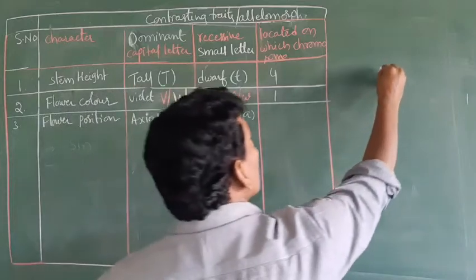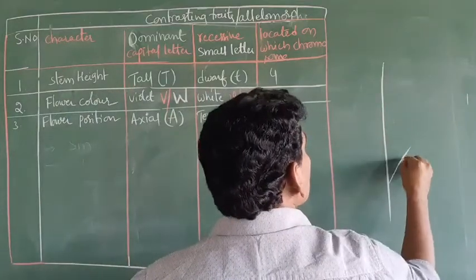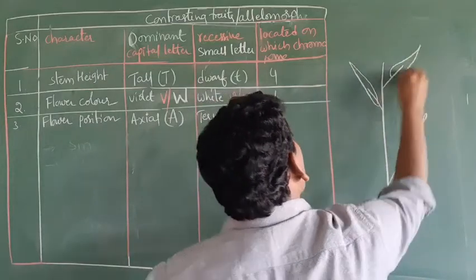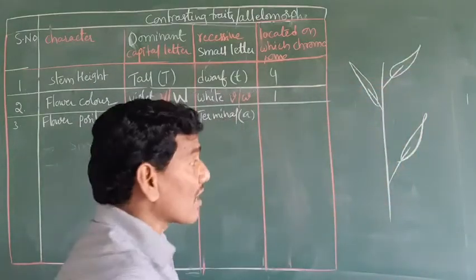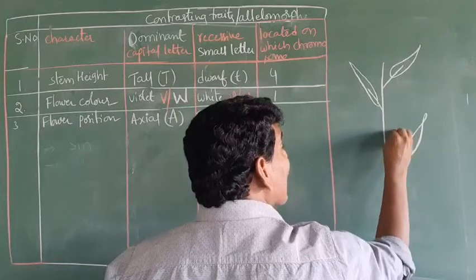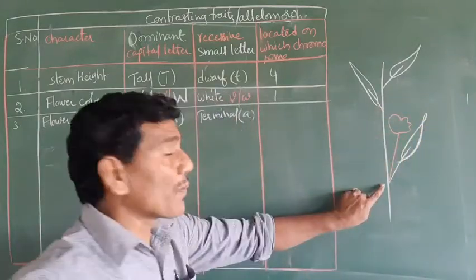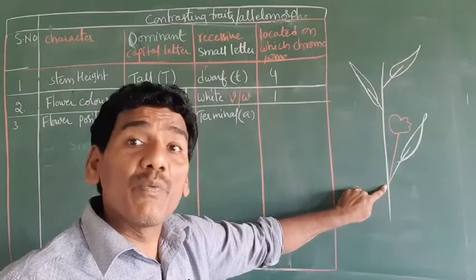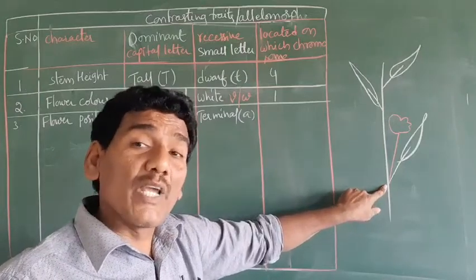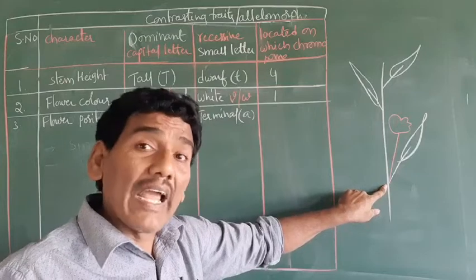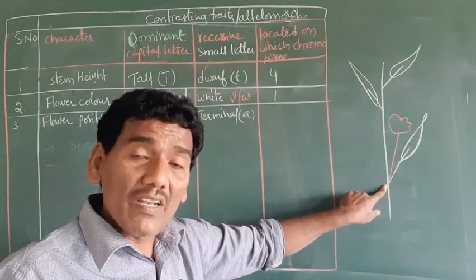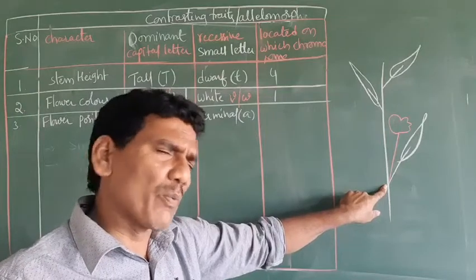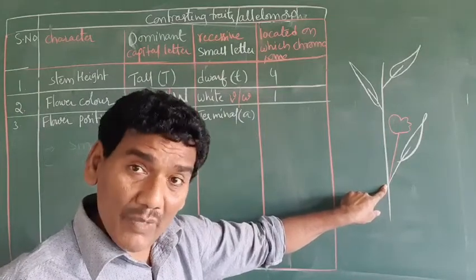For example, this is one plant. The flowers are developed at the axillary position. The flowers are located at the axils of the leaf. The type of bud is called an axillary bud. The axillary bud develops into a flower. That type of flower is called an axillary flower.